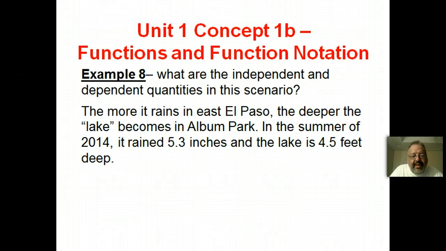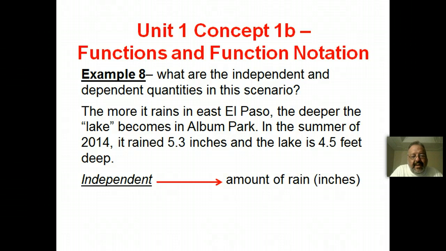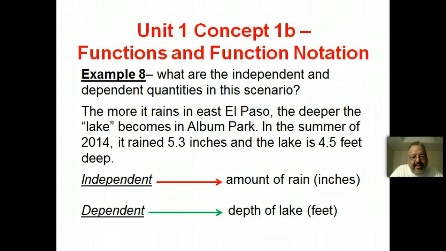Example number 8. What are the independent and dependent quantities in this scenario? The more it rains in East El Paso, the deeper the lake becomes in Alvin Park. In the summer of 2014, it rained 5.3 inches and the lake is 4.5 feet deep. So in this case, we have the amount of rain and the deepness of the lake. So the independent variable is going to be the amount of the rain, in inches. You also have to put the units there. So that means the dependent variable is the depth of the lake. How much water you have in the lake at Alvin Park depends on how much rain falls. You also have to put the units, so don't forget to do that.